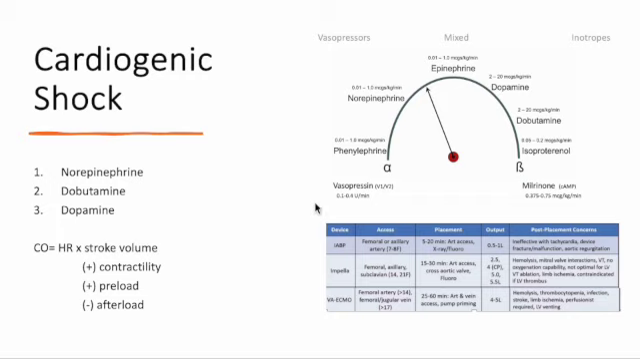If patients continue to be in shock, as evidenced by decreased urine output, increased lactate, MAP below 60, you may have to consider mechanical support with intra-aortic balloon pumps, Impellas, or ECMO. But in terms of pressor selection, in those with cardiogenic shock and low blood pressure, the first-line vasoactive medication is norepinephrine, followed by dobutamine or milrinone, and a third-line option is dopamine.